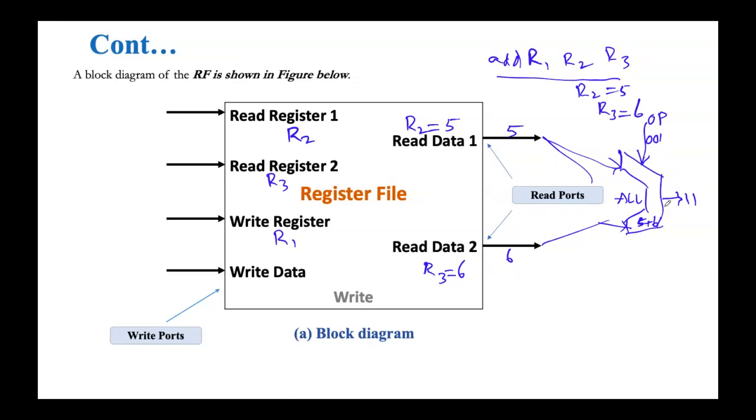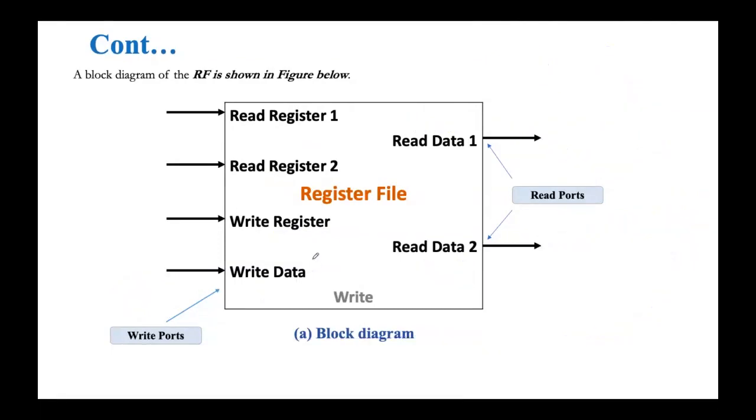So this 11 is the data. The instruction says that the data should be stored in the R1 register, so it is given as an input to your register file. The register file takes the write data, that is 11. Where should it be written? It should be written in your register R1, that is the destination. So R1 becomes 11. This is the operation that happens with this register file.